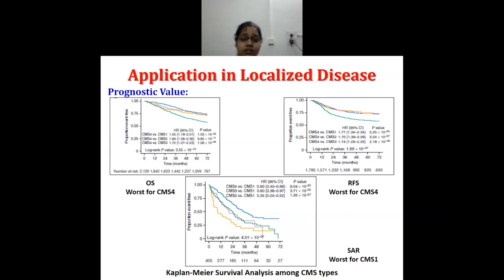Kaplan-Meier survival analysis curves. The top row represents curves for overall survival and relapse-free survival. As we can see, the green line denotes CMS4, and CMS4 was found to have worse overall survival as well as relapse-free survival, which may be explained by the invasive and mesenchymal properties of CMS4. Now, coming to the survival after relapse curve, CMS1 was found to be associated with the worst survival after relapse, and this may be due to the presence of microsatellite instability along with the presence of BRAF mutation, which is a very strong prognostic factor.